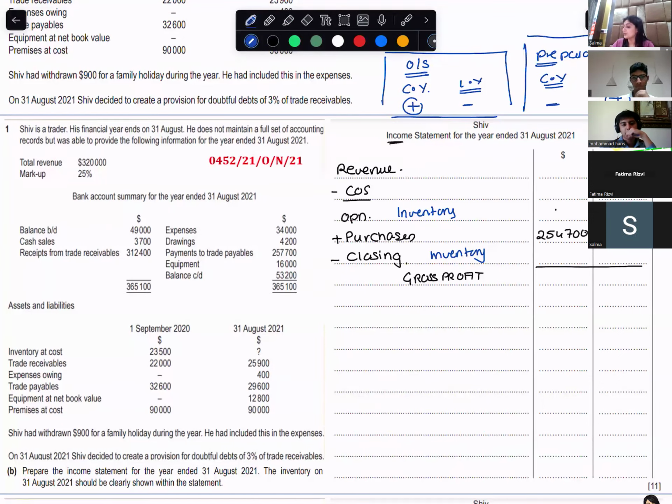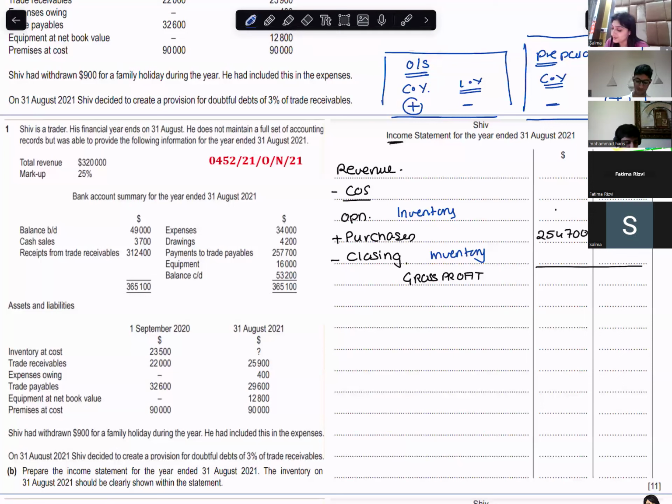So I want you to just work on this. Come on and try it. Keep your videos on. We have to make the income statement for the current year. The year is ending on 31st August 2021. This is the current year. This is the last year. In incomplete records, the information is always scattered, so you need to compile the information and get it together.